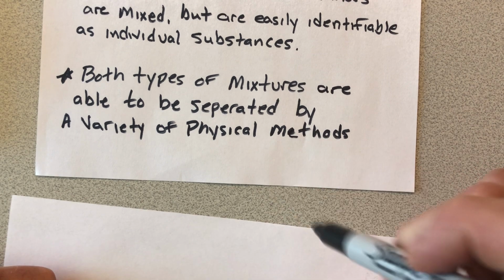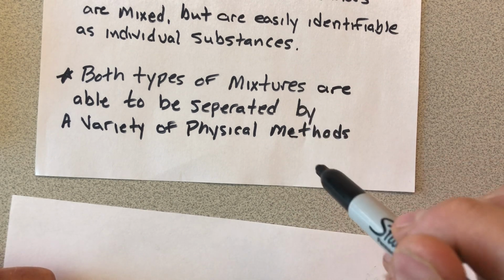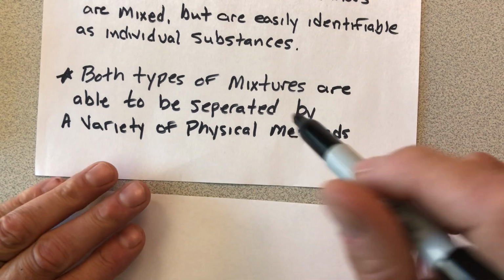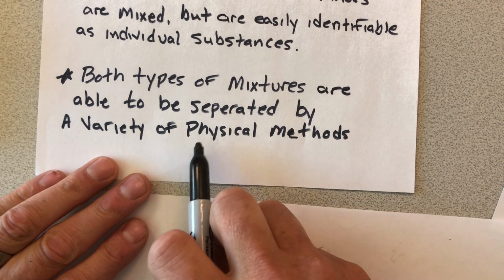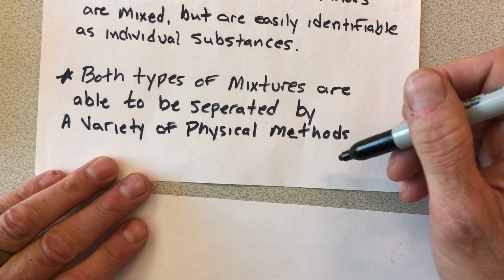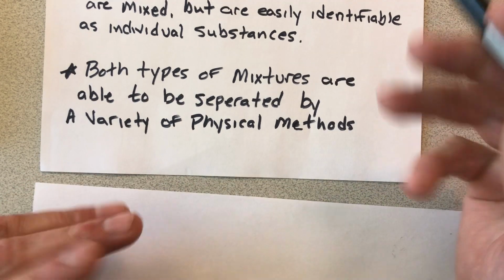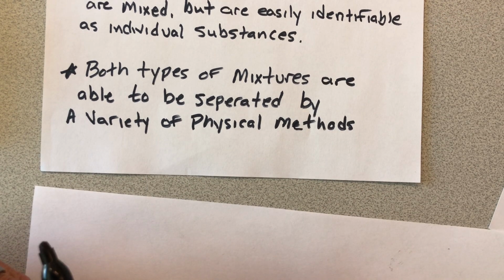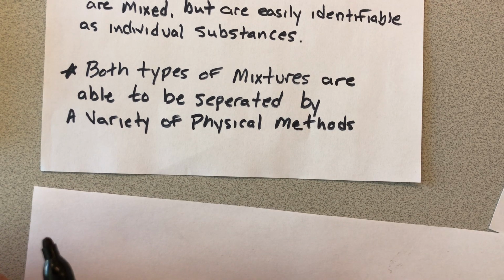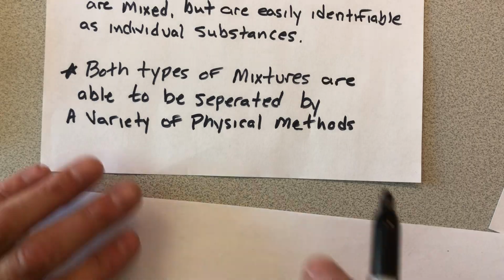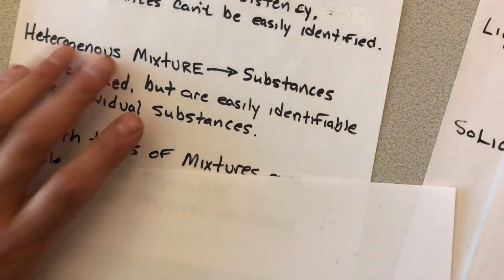The homogeneous mixtures are maybe a little bit tougher to separate, but the key to understanding this is that it's a physical method that separates a mixture. So that could be something like using a magnet to pull iron shavings out of a sand pile or something like that, or filtering. Those are physical processes.